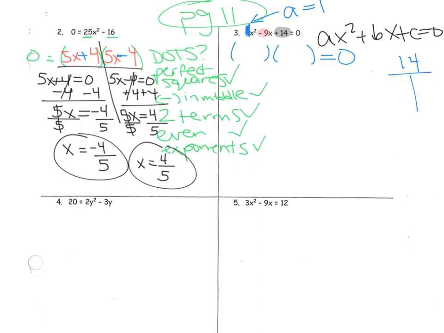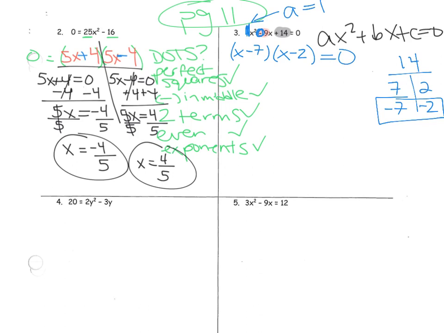So we just have to think. What's going to multiply to 14 but add to -9? Let's think. We have 7 and 2. Well, 7 times 2 is 14, but if I add those together, I get +9, and I want a -9. So what about -7 and -2? -7 times -2 is +14. Add them together, you get -9. So that works. Those are our two factors.